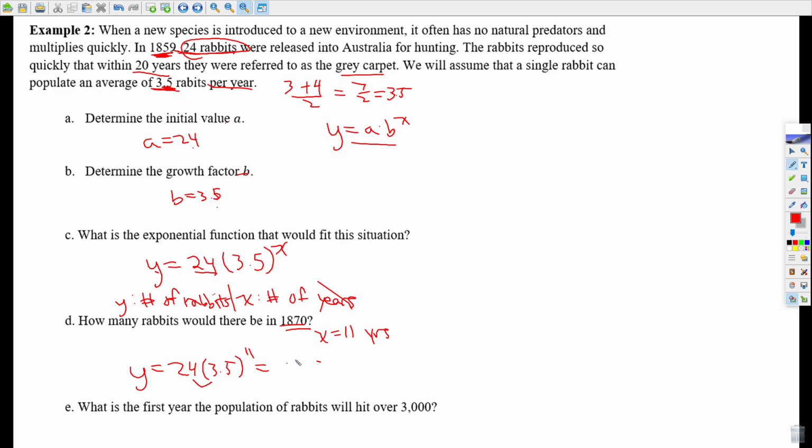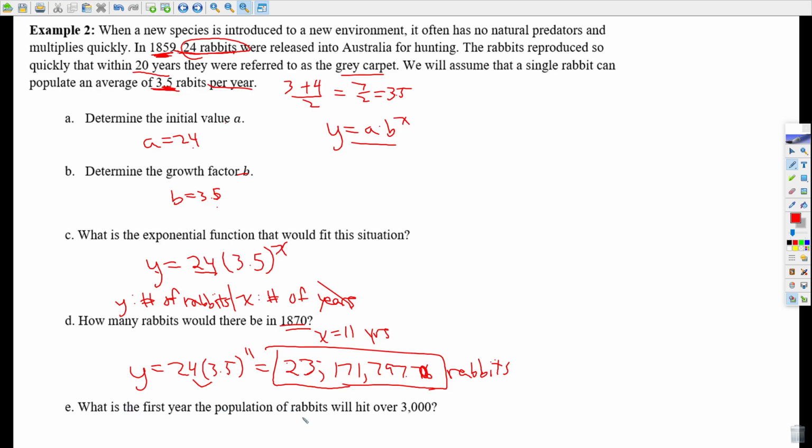That seems like a pretty big number. 23,171,797. So within the 11 years, we're going to have 23 million rabbits. I should put rabbits around there. There's a point here. You could either round that up or round it down. Doesn't matter.